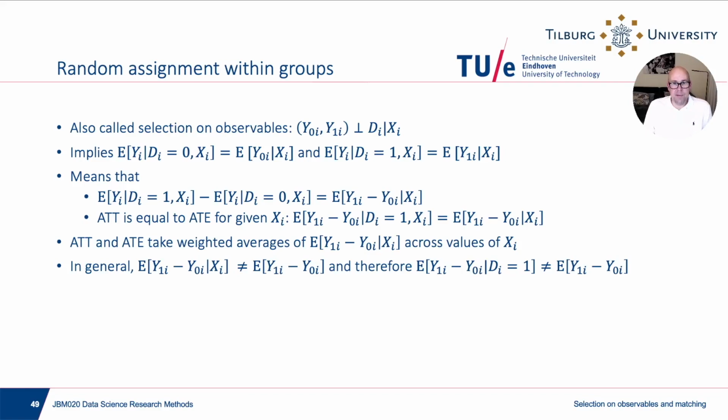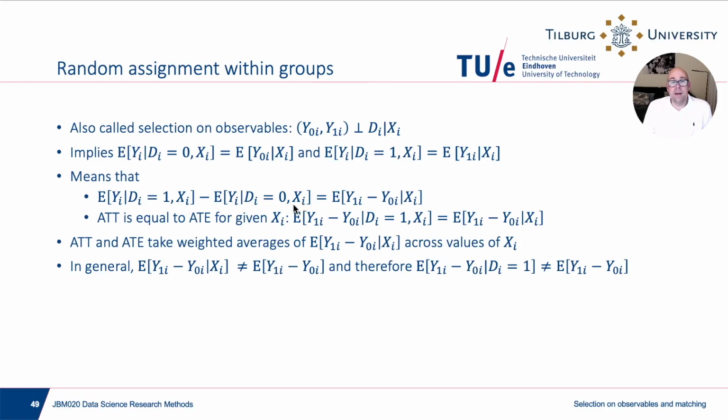What does it do? It implies, and that is again no surprise, that the expected or average outcome among the controls in a given group X is equal to the expected Y0 given X, and the expected or average outcome among the treated in a group X is equal to Y1i given X. What that means in turn is that the average treatment effect in group Xi is given by the difference between the average observed outcome among the treated and the average observed outcome among the controls in group Xi.